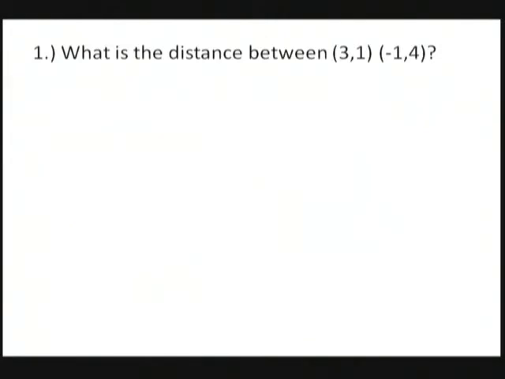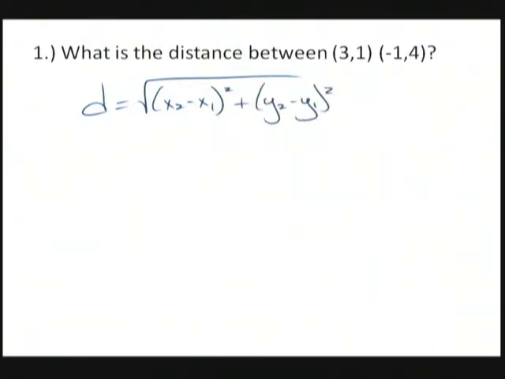Okay, number one, we're looking at the distance between 2 points, which, if you remember the distance formula, is basically just the distance between the two x's squared plus the distance between the two y's squared. So once we plug in, in this case, we'll have -1 minus 3 squared plus 4 minus 1 squared.